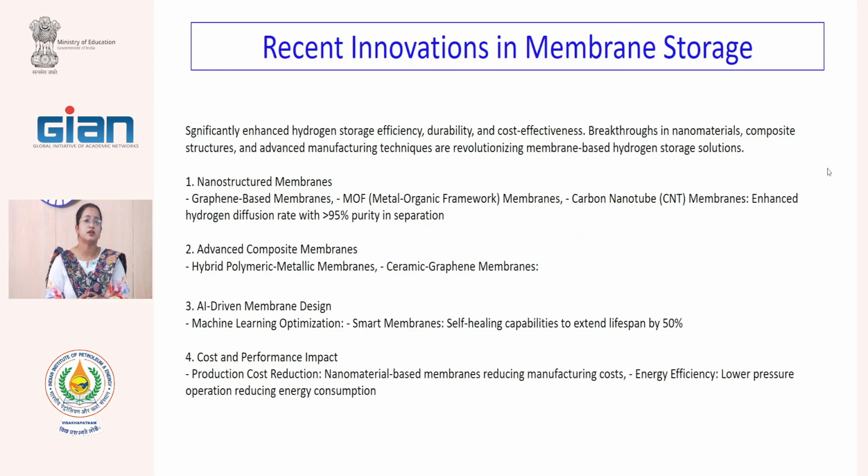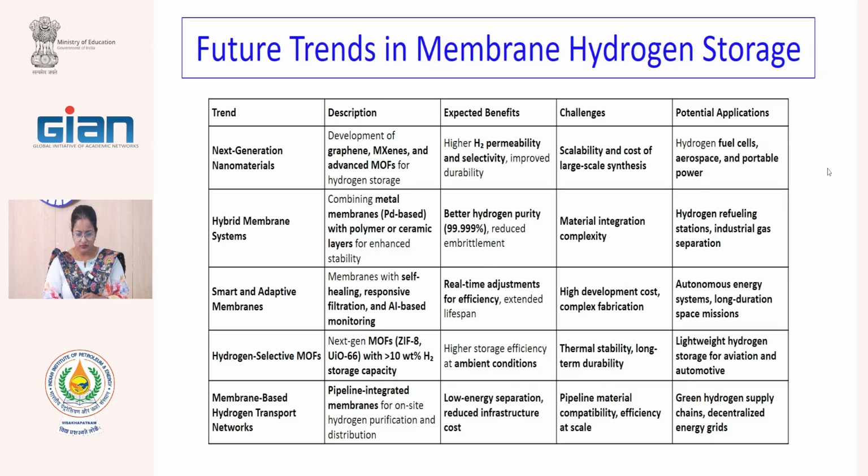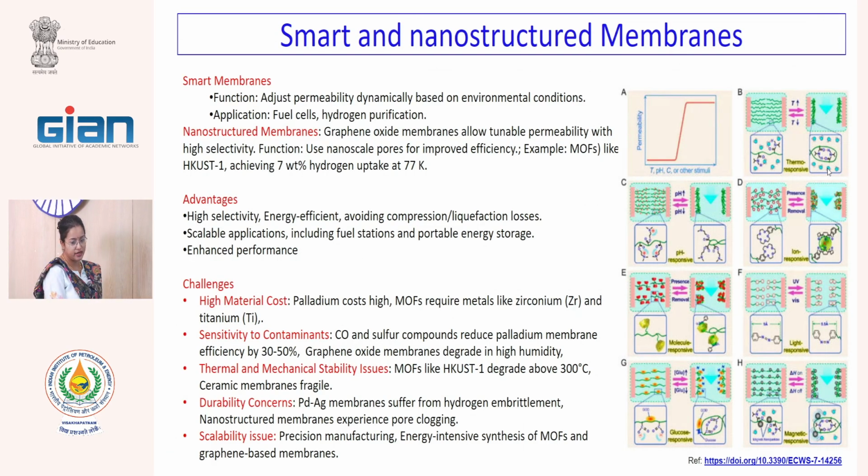Apart from that, most of the considerations are on materials, so that we can reduce the cost and the complexity of the systems. These are some of the future trends, like hybrid and smart adaptive materials, and MOF based membrane technology for hydrogen transport at different temperatures in coming technologies. I was briefly mentioning smart or nanostructured materials, which adjust their permeability and selectivity based on the environment.